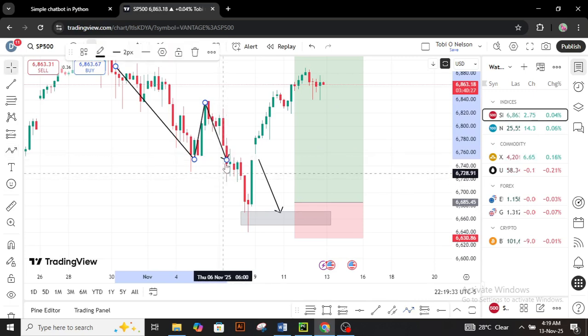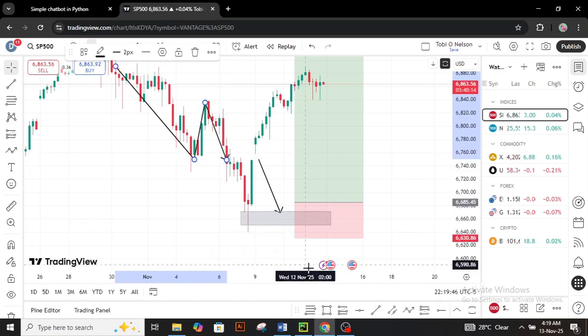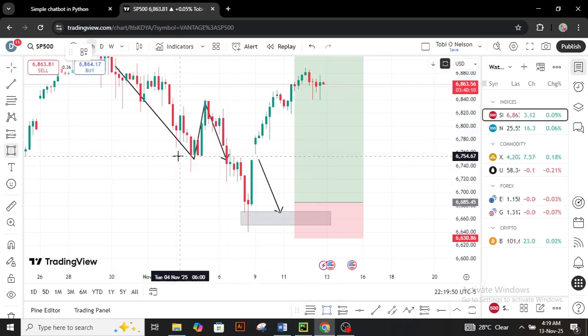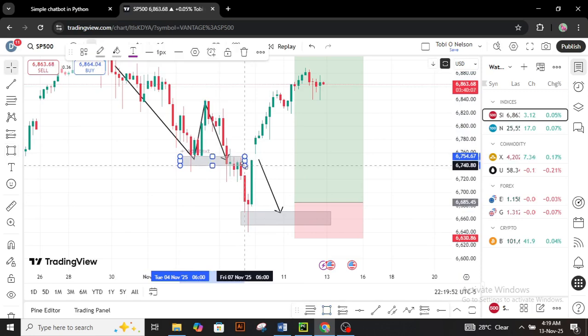Then you wait for what? A green candle confirmation, like a bullish candle. It could be a bullish engulfing candle. It could be a pin bar like this around this area. And then two things: the candle confirmation and the double bottom pattern that forms. That is when you will take entry.